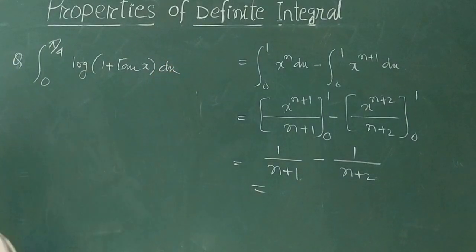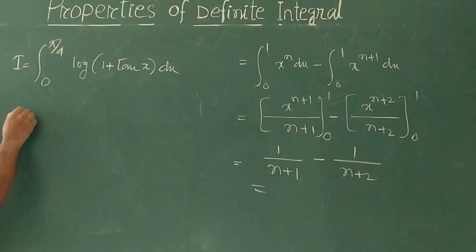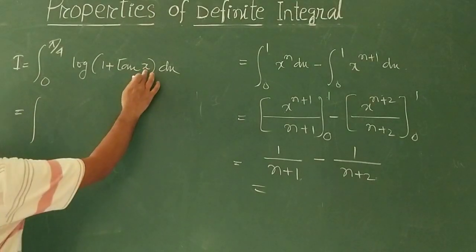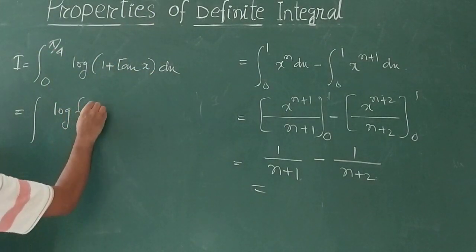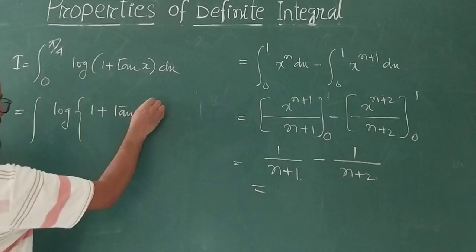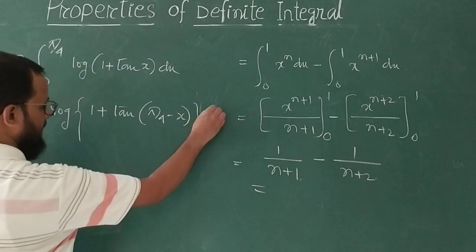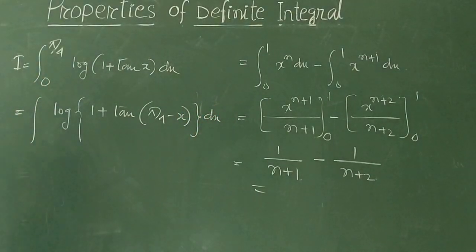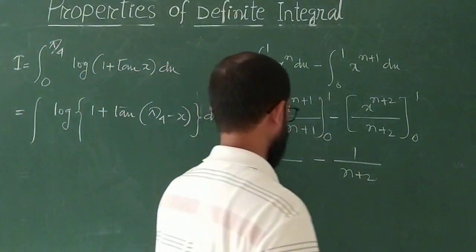This is very important. Integral from 0 to pi by 4 of log(1 + tan x) dx. Same property I am going to apply. We consider this is your I. So if you apply the property, x is replaced by pi/4 minus x. So your integral becomes log(1 + tan(pi/4 minus x)) dx. So mention the property. Okay, you have to mention the property whatever you have applied.